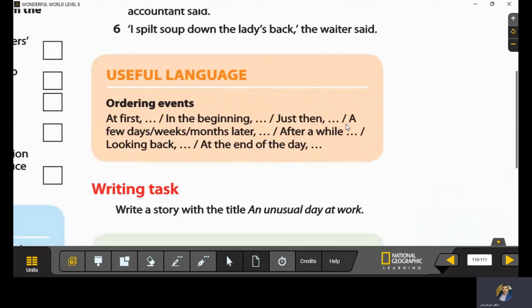The useful language, as we explained, and this is very important, this is the useful language. How to order events, this is very important. How to go from one event to another. So we use these expressions: at first, in the beginning, just then, a few days, a few weeks, a few months later, after a while, looking back, at the end of the day. These are some adverbs that we need to use to order the events.